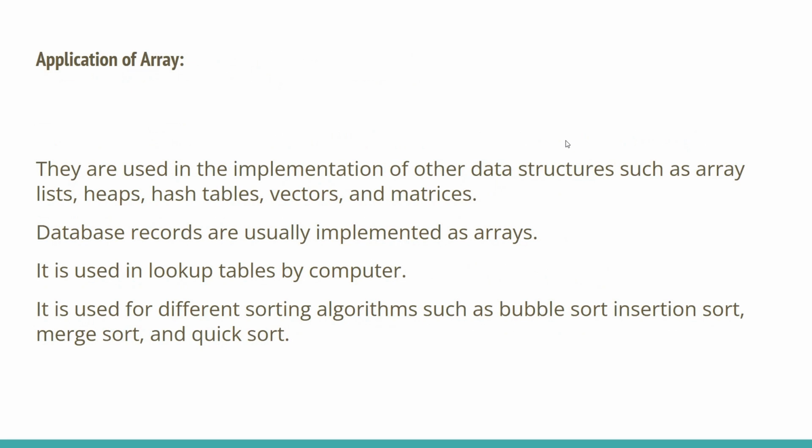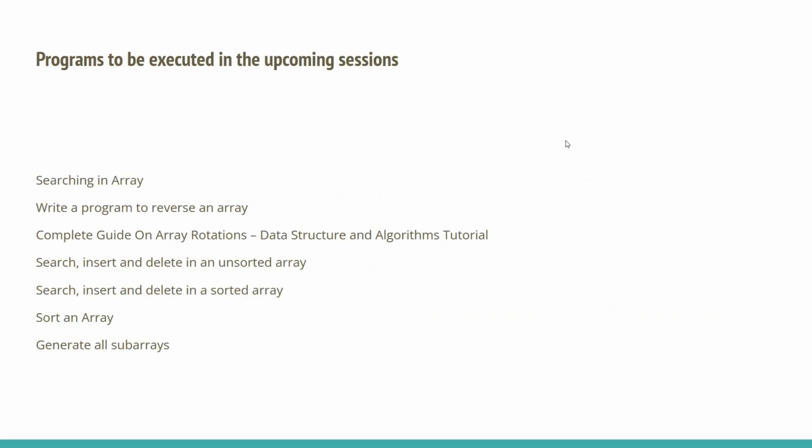Application of array. Arrays are used in the implementation of other data structures such as array lists, heap, hash tables, vectors, and matrices. Database records are usually implemented as arrays. It is used in lookup tables by the computer. Arrays are used for different sorting algorithms such as bubble sort, insertion sort, merge sort, and quick sort.